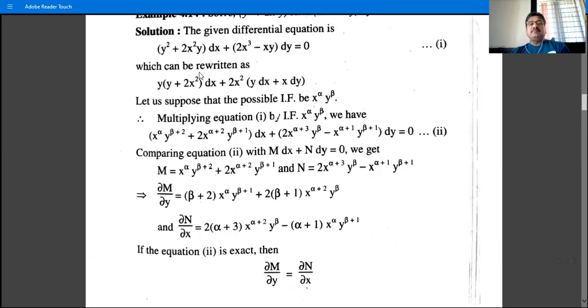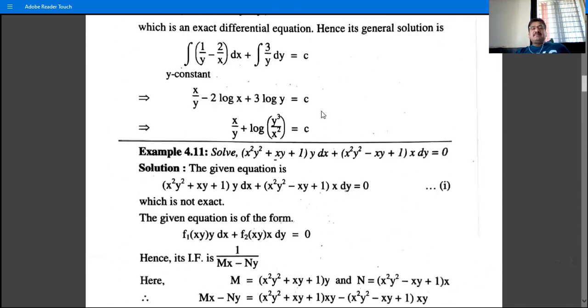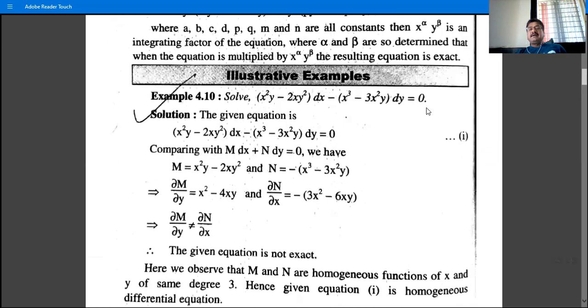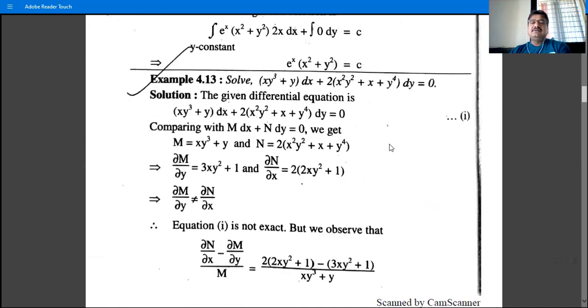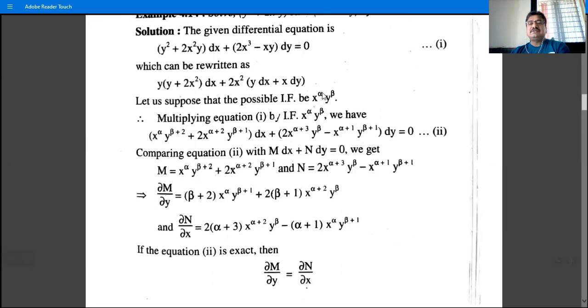So this is an example of that type, and if the example is of that type, then the integrating factor is x^alpha y^beta. Now we have to find alpha and beta. So this is the example on rule number 5. The example is of this form, so x^alpha y^beta is the integrating factor, where alpha and beta are to be determined. So we have a rough integrating factor, x^alpha y^beta, and now we have to find alpha and beta.